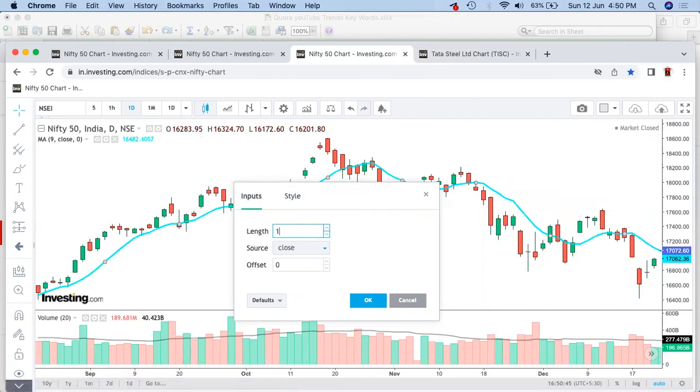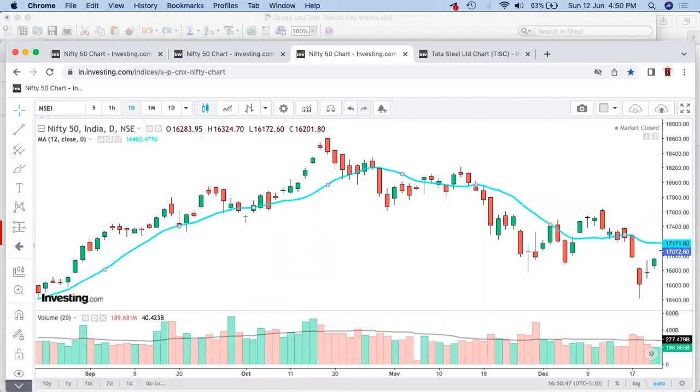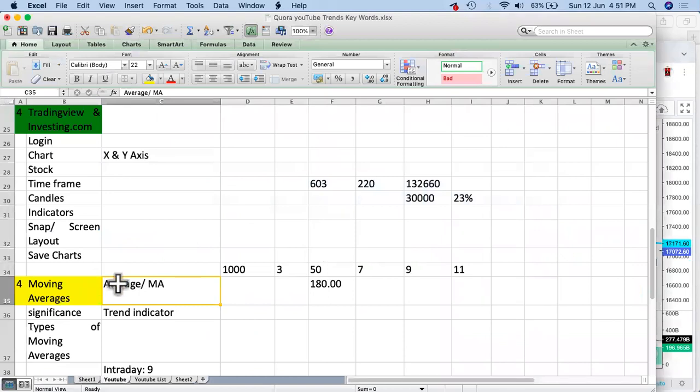It depends how many candles you want to consider, but it also depends on the time frame that you're using, right? You'll see also what time frames are there and how to use that. But on an average, this is how a moving average is being considered as an indicator. So that is the basic difference between average and moving average. As I told you, the significance is that this is a trend indicator, right?